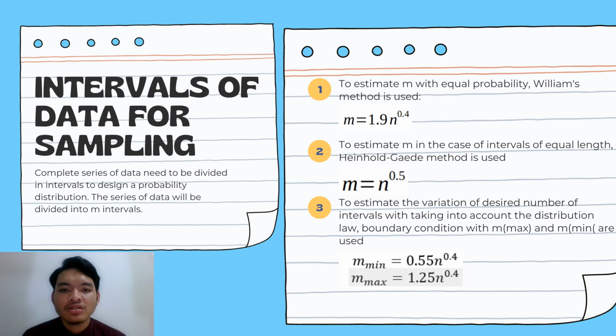The second situation is to estimate the number of intervals in the case of intervals of equal length. The method that will be used is Heinhold-Gaede method with the equation of m equal to n to the power of 0.5. The third situation is to estimate the variation of desired number of intervals with taking into account the distribution law. So the method that will be used is boundary condition method with m max and m min with the equation of m min equal to 0.55 times n to the power of 0.4 and m max equal to 1.25 times n to the power of 0.4.